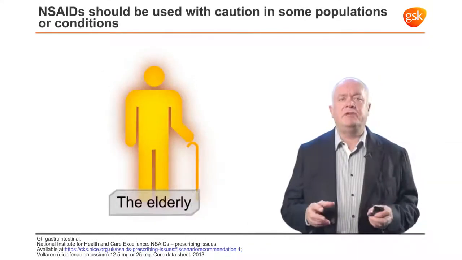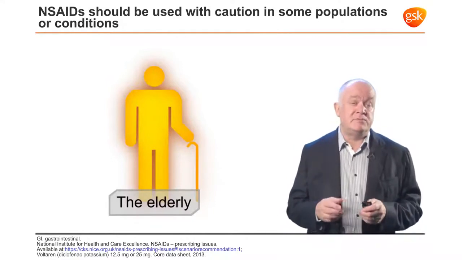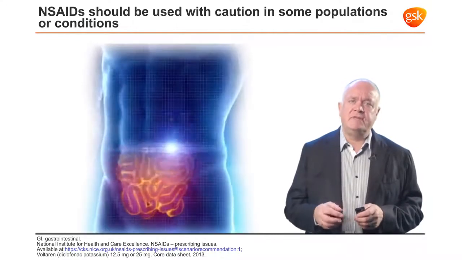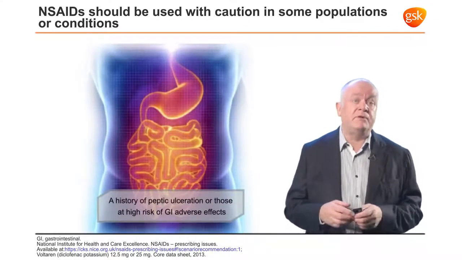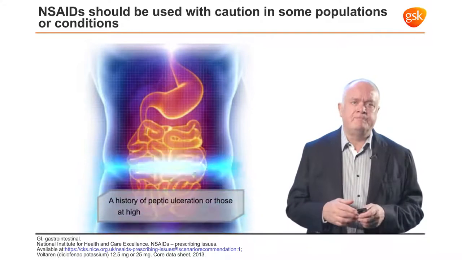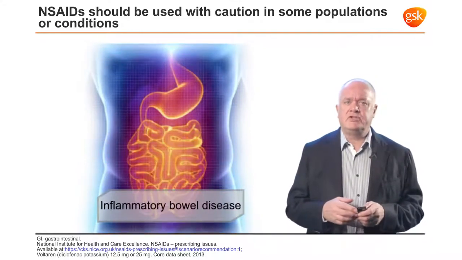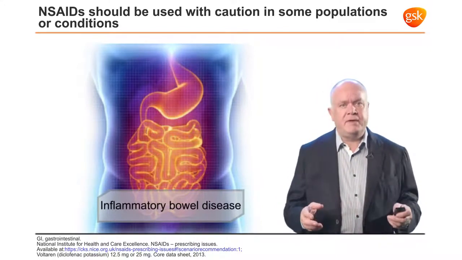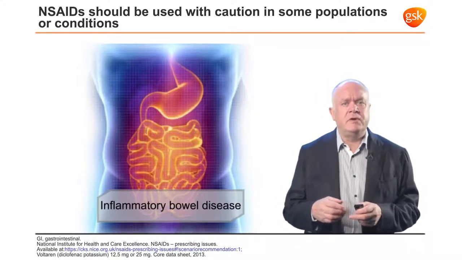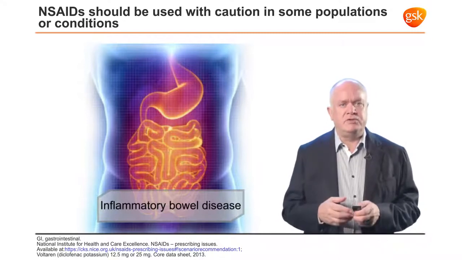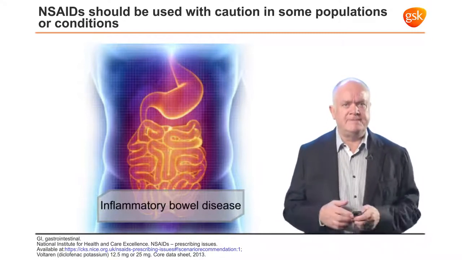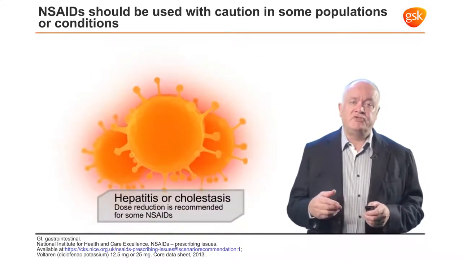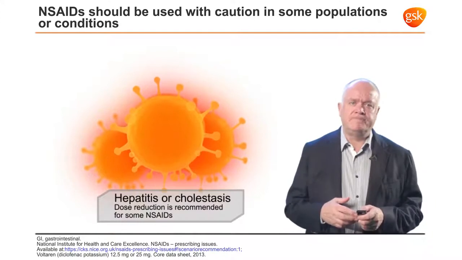There are some key populations in which NSAIDs should be used with special caution. Firstly, the elderly. There is an increased risk of serious adverse effects such as GI bleeding and perforation, which may be fatal. A history of peptic ulceration or those at high risk of GI adverse effects. Inflammatory bowel disease, which may increase the risk of or cause exacerbation of ulcerative colitis or Crohn's disease. Hepatitis or cholestasis, with an increased risk of GI bleeding and also fluid retention.